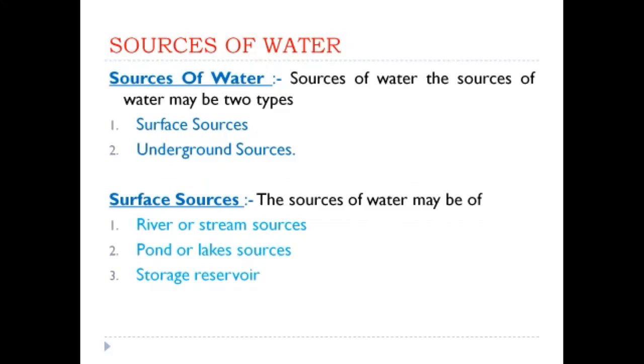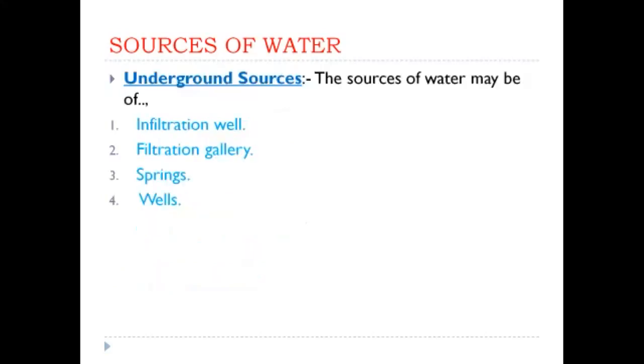First one, surface sources. Surface sources are again divided into rivers or stream sources, ponds or lake sources, and storage reservoirs. These three types of surface sources are very important for the conveyance of water to the consumers. Next, another one is underground sources, which are not visible to us. They are mainly wells, springs, infiltration galleries, and infiltration wells. These are the underground sources.